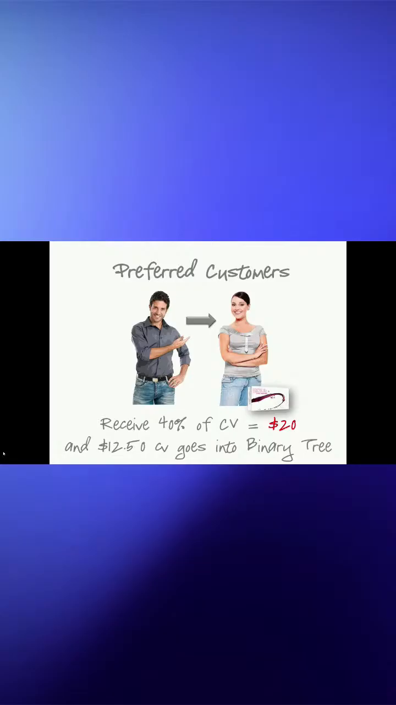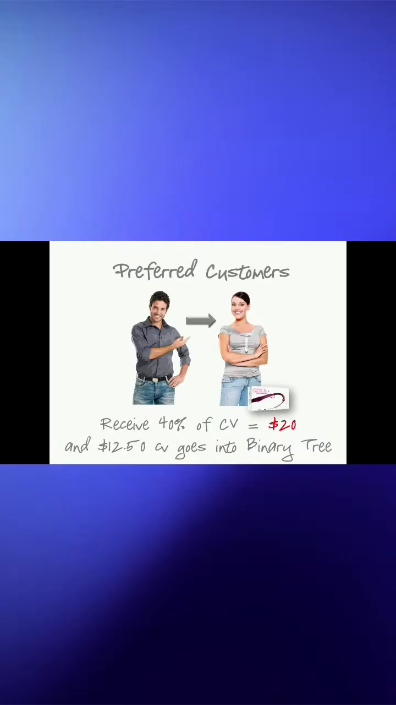Now, in this example, I'm showing you a box of Soul. You'll receive 40% of the commissionable volume of all the products that your preferred customers purchase. So a box of Soul has $50 in commissionable volume. You receive $20, and $12.50 goes into what we call the dual team tree or the binary tree for bonusing later. We'll explain that one in a second. But I want you to see how this works because this can be very, very lucrative.